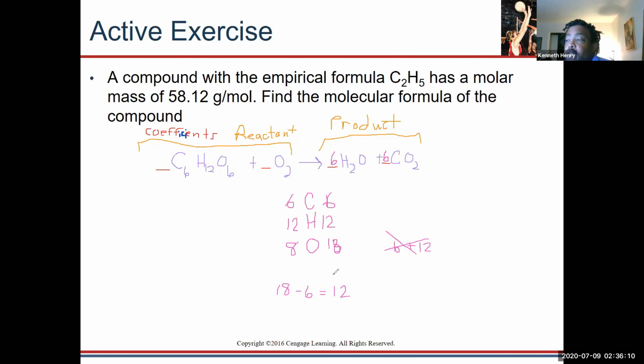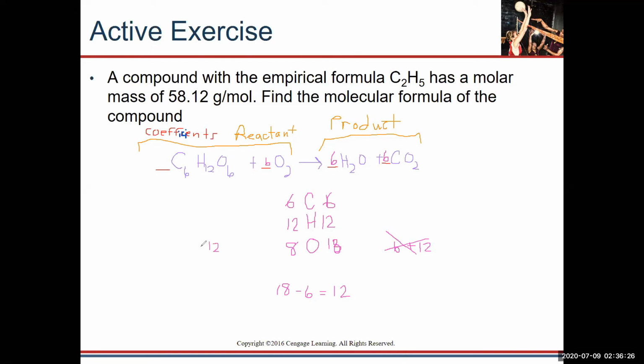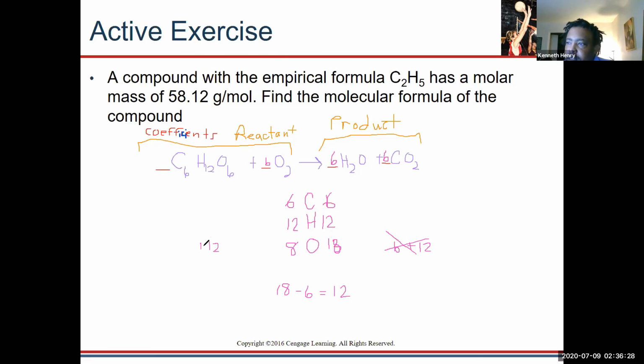So if I want 12 carbons, and this is 2 right here, what needs to be in front of here? 6. Okay, so let's see if we got that right. 6 times 2 is 12, plus 6 is 18. So 6 carbons, 6 carbons. 12 hydrogens, 12 hydrogens. 18 oxygens, 18 oxygens. I have a balanced equation.